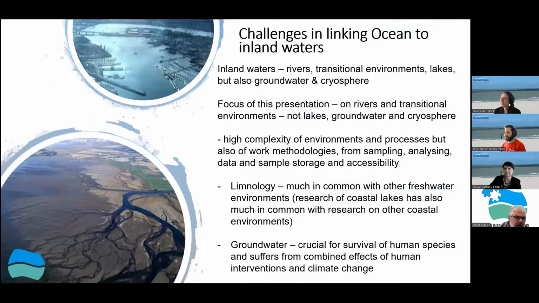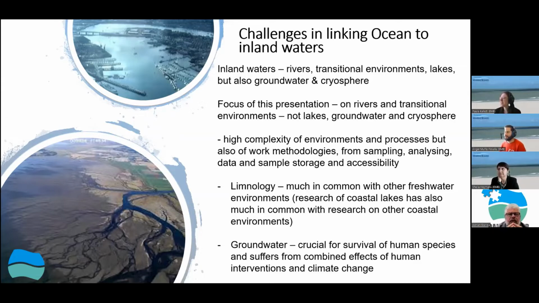We need to keep in mind that inland waters consist of hydrographic basins, rivers with transitional environments, lakes, but also groundwater and cryosphere. In this presentation, seeing the limited amount of time, I will focus on rivers and transitional environments, less on lakes, and even less on groundwater and cryosphere.